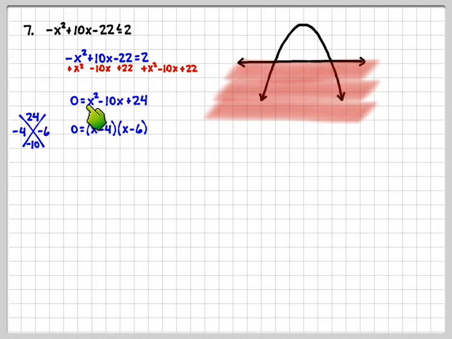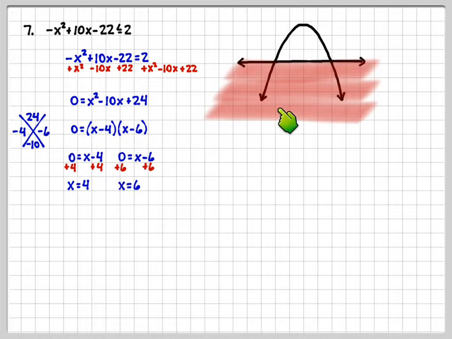Again, if the a value is not 1, then you have to go through the whole grouping process, which I showed you an example of on the previous problem. From here, we're going to set each factor equal to 0. So 0 equals x minus 4 and 0 equals x minus 6. And then solve each one of those. So add 4, we get x equals 4. Add 6, we get x equals 6. And so these are the 2 points where the parabola and the line intersect. Remember to put them in the lowest one first and the highest one second. So it would be at 4 and at 6 here.